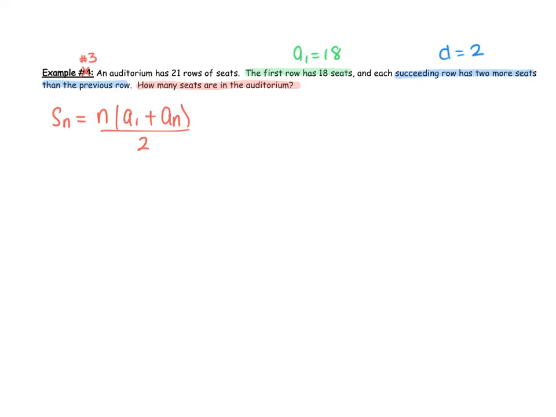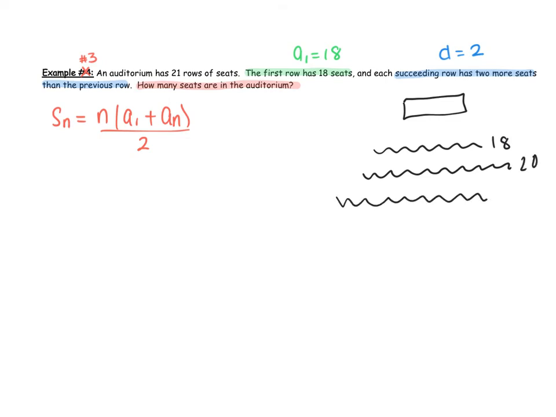So if you even want to map it out, here's your stage in an auditorium, right? And here's your first row of seats. So if there's 18 in the first row, then there's 2 more in the second row, so there's a little bit more. This would be 20. And then if you keep going, adding 2 more, this would be 22 seats, and so on, right? That would be your pattern of seats. So that's why my common difference is 2.